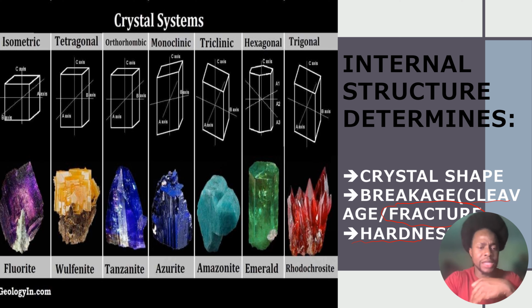So here is a good example. We can see that this mineral, fluorite, has this cubic pattern of arrangement of the atoms. So we see when the mineral breaks, it tends to form cubes.